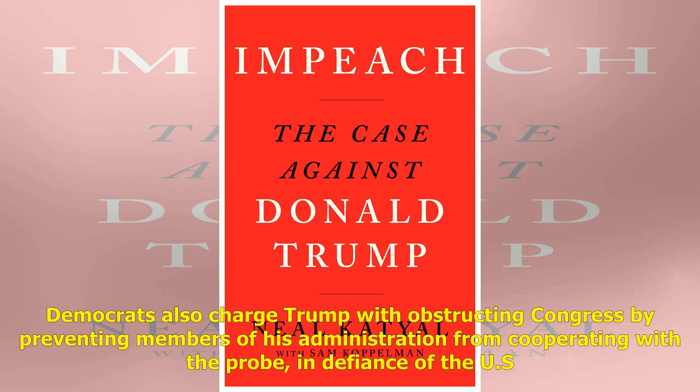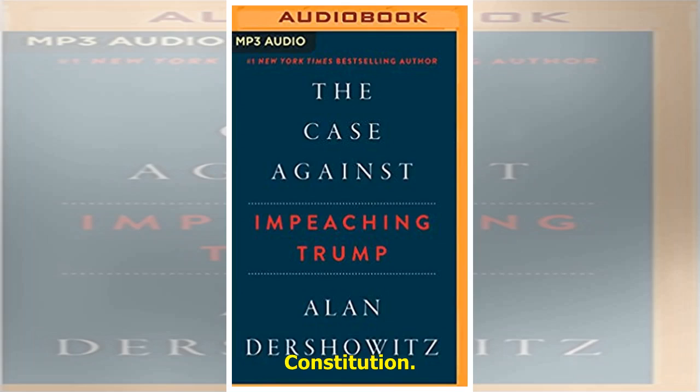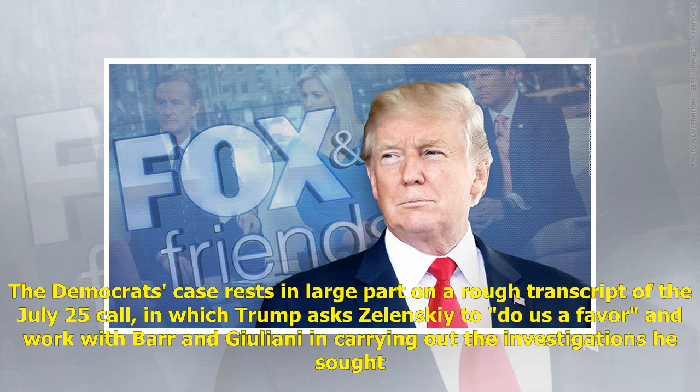Democrats also charged Trump with obstructing Congress by preventing members of his administration from cooperating with the probe, in defiance of the U.S. Constitution. The Democrats' case rests in large part on a rough transcript of the July 25 call, in which Trump asks Zelensky to "do us a favor" and work with Barr and Giuliani in carrying out the investigations he sought.